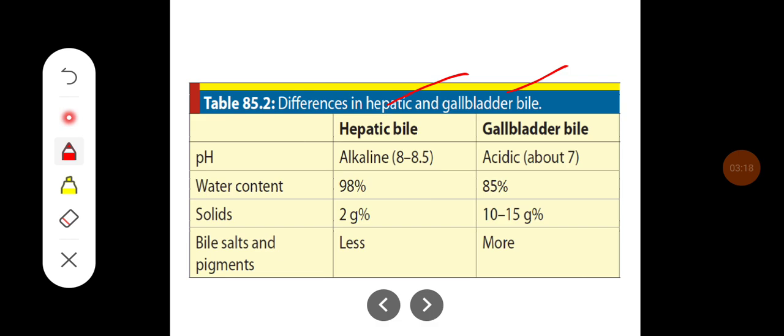Hepatic bile is alkaline and the gallbladder bile is acidic where the pH is around 7. Water content here is 98%, here in gallbladder it comes down to 85%. Solids 2 grams here and 10 to 15 grams here in gallbladder bile. Bile salts and pigments are less here, here they are more.